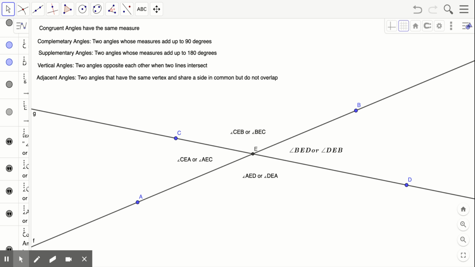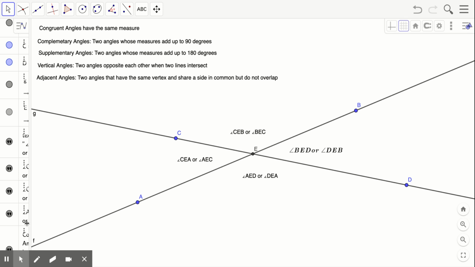Welcome. Today's lesson is about angles, lines that form angles, how we represent or refer to the angles, and then we're going to talk about congruent angles, complementary angles, supplementary angles, vertical angles, and adjacent angles.